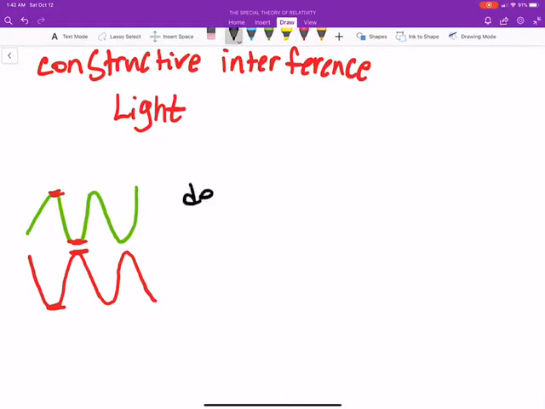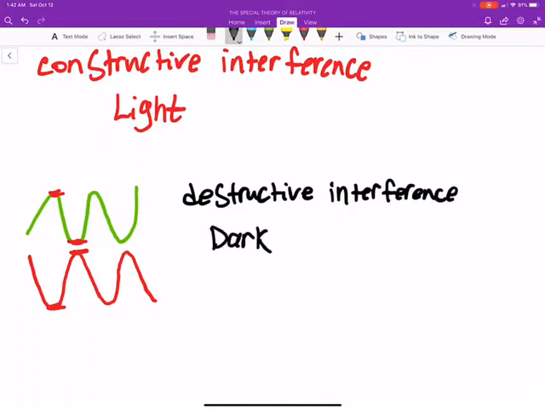So this is destructive interference. Destructive interference. And what does that give us? It gives us dark spots. That gives us dark spots.